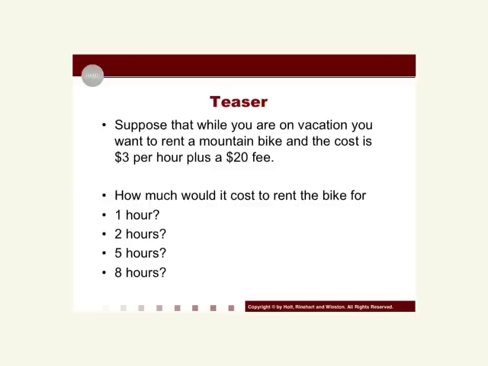First of all, we take a look at this problem. It says, suppose that while you are on vacation, you want to rent a mountain bike, and the cost is $3 per hour plus a $20 fee. What I want you to think about is, how much would it cost to rent the bike for 1 hour, 2 hours, 5 hours, and then even 8 hours? Now we're going to come back to this problem at the end of the lesson, but just take an opportunity here and think about what you think it may cost for each of those time frames.